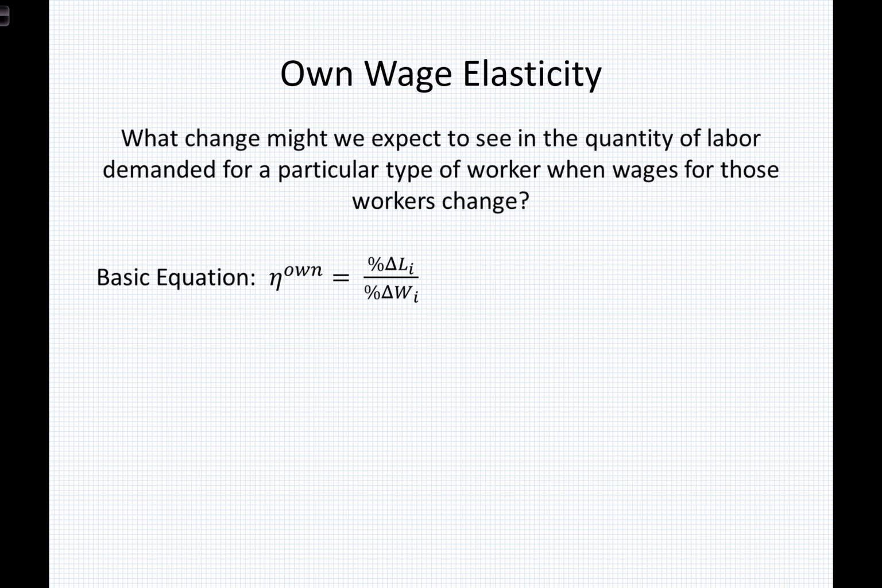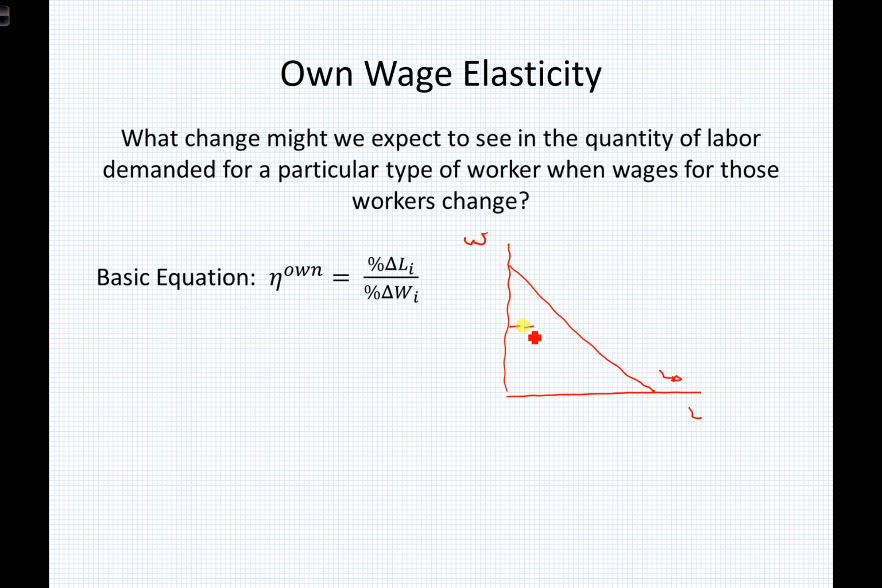The own wage elasticity is going to be what change might we expect to see in the quantity of labor demanded for a particular type of worker when wages for that same type of worker changes. So let's think about this first in terms of a labor market model. We're going to look very briefly at the simplified, just the demand side of the model. We have wage and labor. We have some downward sloping labor demand curve.